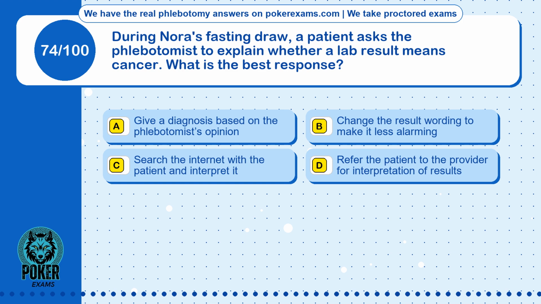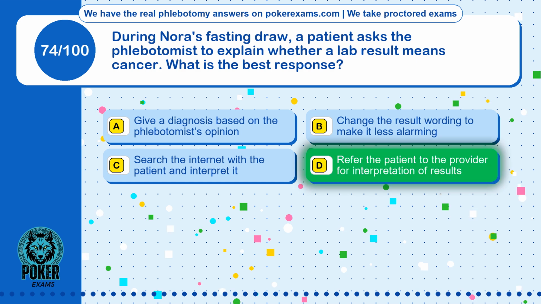Question 74. During Nora's fasting draw, a patient asks the phlebotomist to explain whether a lab result means cancer. What is the best response? Option A. Give a diagnosis based on the phlebotomist's opinion. Option B. Change the result wording to make it less alarming. Option C. Search the internet with the patient and interpret it. Option D. Refer the patient to the provider for interpretation of results.